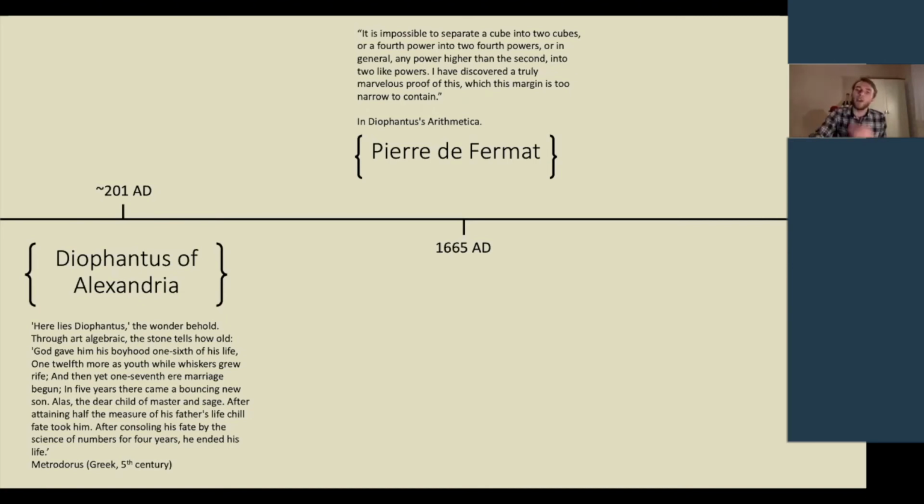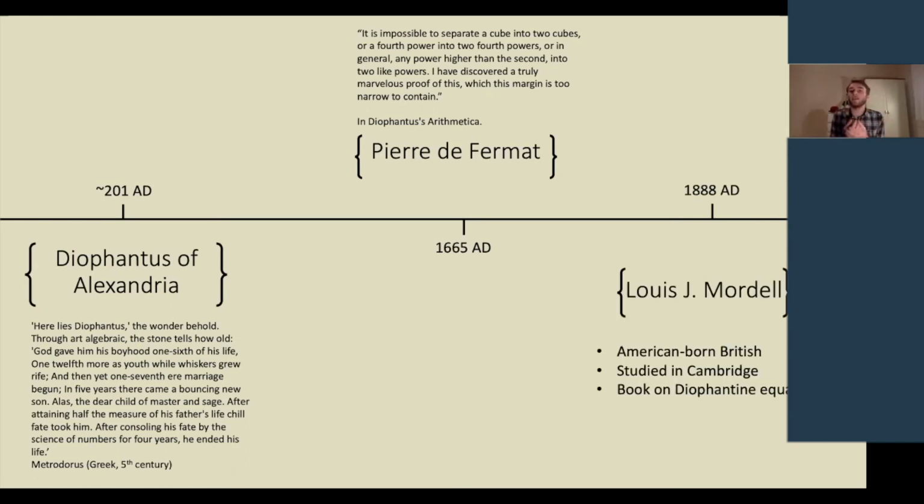The last character, who hasn't appeared explicitly, but many of the concepts come from him, is Mordell. He was an American-born Briton, and he studied here in Cambridge. And like I said, he wrote a book on Diophantine equations. Many of the concepts he used in this book are the concepts that we've generalized to solve the equations in this talk. He gave a method to solve cubic equations with three variables using lines and planes, and we generalize that.